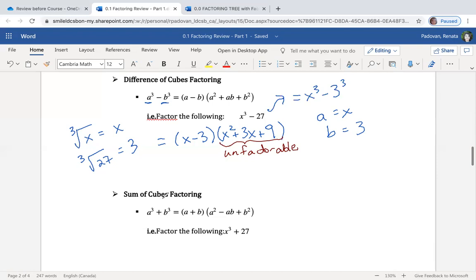Now, sum of cubes factoring, right? Sum of squares doesn't work, but sum of cubes factoring is factorable. So it would look like, again, a number that's a cube with a positive sign and another term that's cubed. So for example here, let's use the same example, x cubed plus 27. If you see that the first term is cubed and the second term might be a term that I can take the cube root of to see if it works, then there is a sum of cubes factoring that I can do.